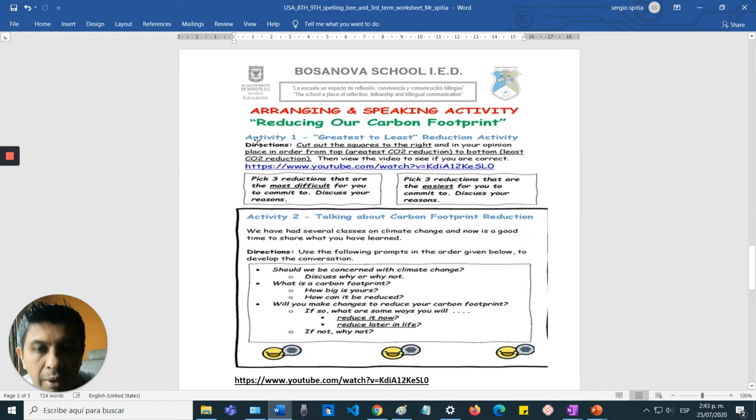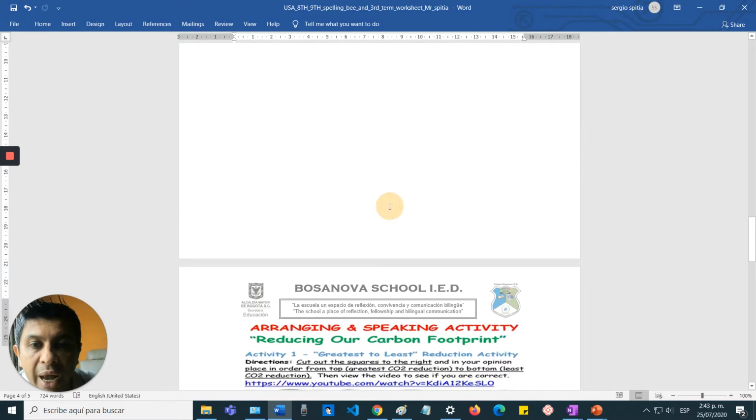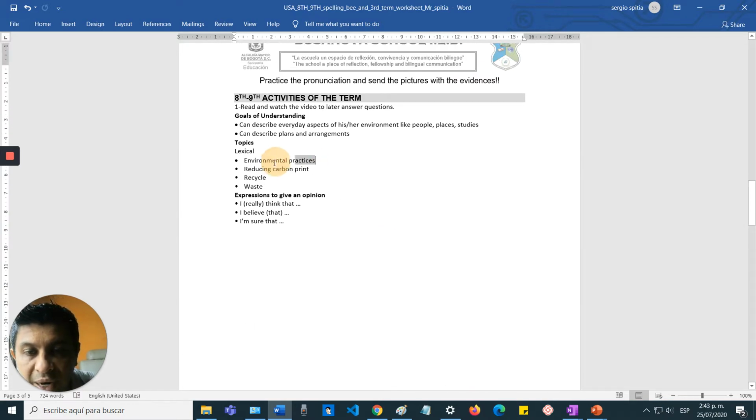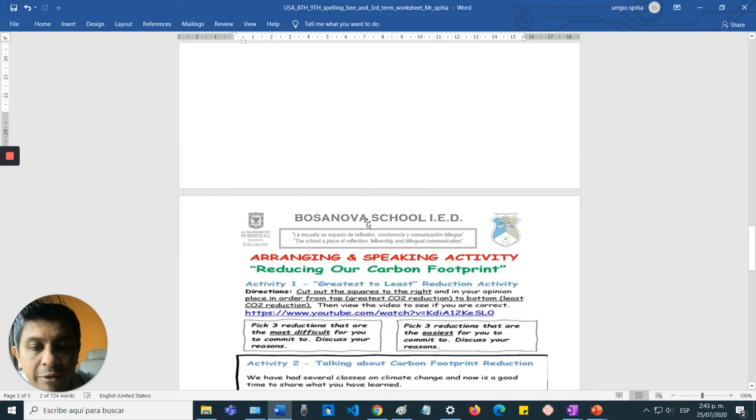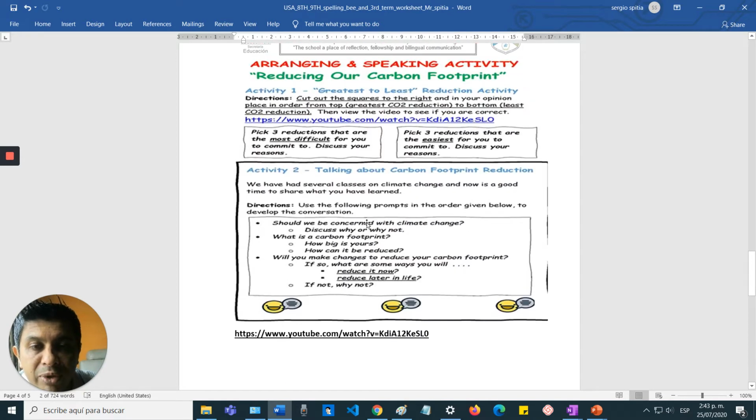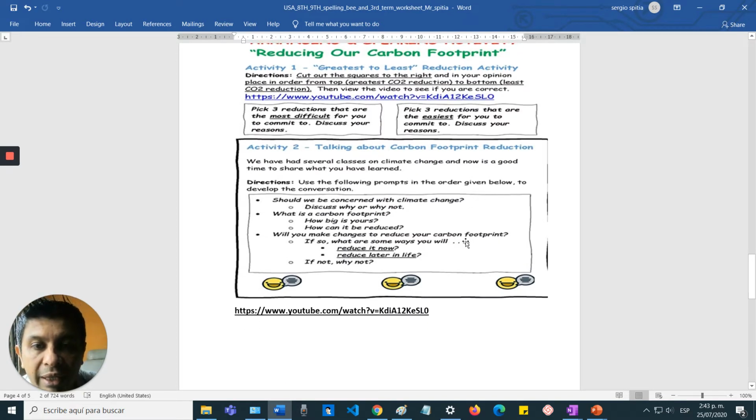So, what is the global topic of the first worksheet? Here we have arranging and speaking activity, reducing our carbon footprint, o sea que la actividad está ya inmersa dentro de lo que tiene que ver la huella del carbono. So we're going to discuss about environmental practices, all right? So don't miss, no vamos a perder de vista que se trata el tema general.